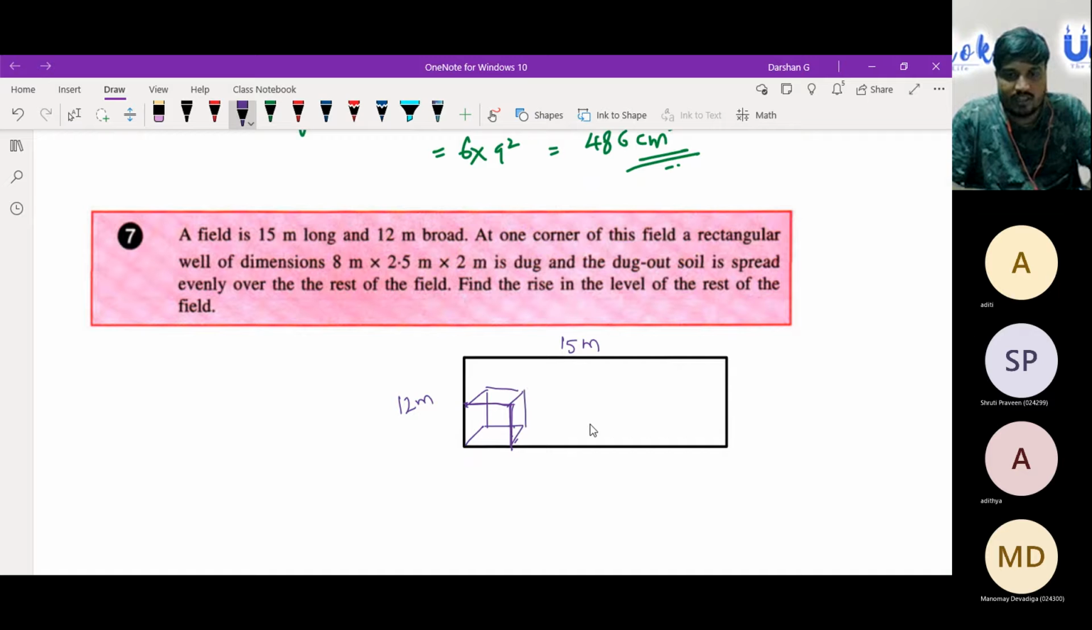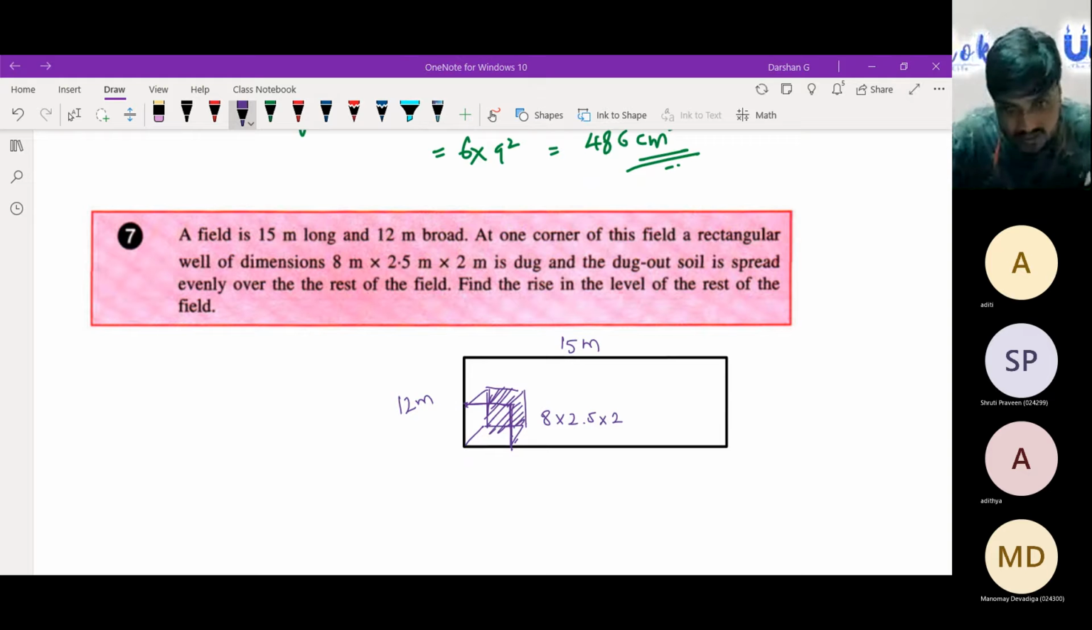So you should see it in 3D. The inside part, this is the well, is 8 times 2.5 times 2. So much amount of mud has been dug, and that amount of mud has been spread all throughout the field, right? Not on the well, obviously, all throughout the other field. So what should you calculate? You should calculate the volume of the mud that is accumulated and spread over the complete field. Then you have to calculate what is the rise in the given field.